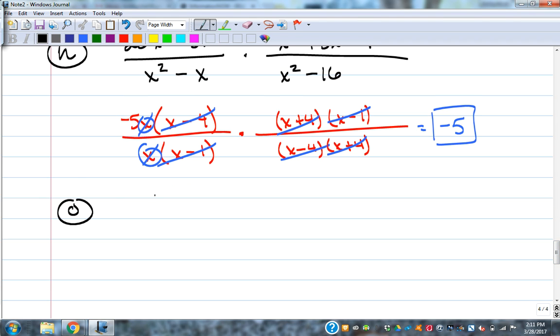All right, let's do this one. X plus 2 over x cubed.